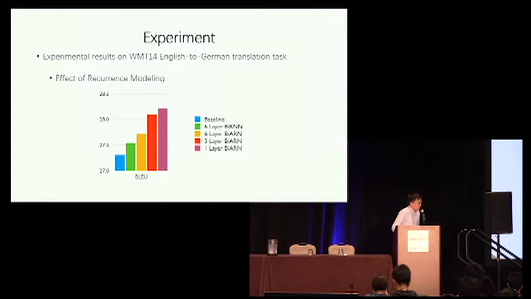Let's look at the experiment part. We conduct experiments on the WMT14 English to German translation task. First we investigate the effect of recurrence modeling with the stack fusion. From the plot we can see that introducing the recurrence encoder consistently improves the performance in terms of BLEU score, and the bi-ARN model outperforms the bi-RNN model, the yellow one and the green one.